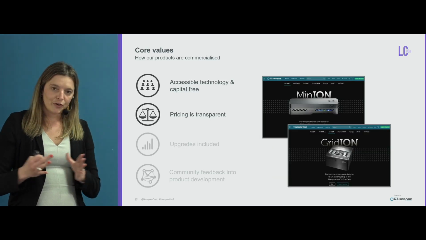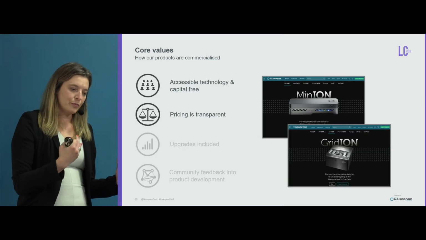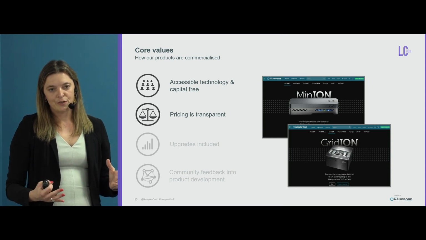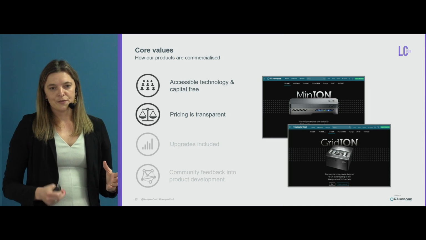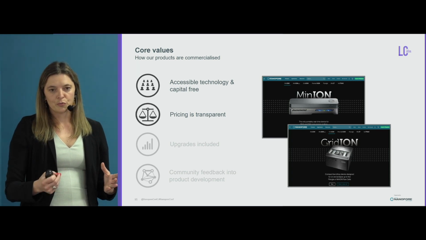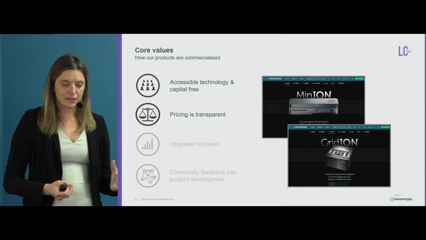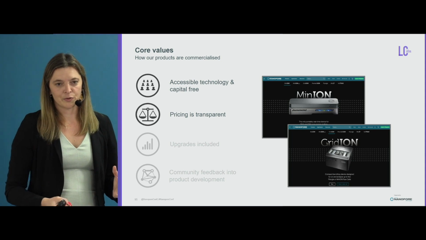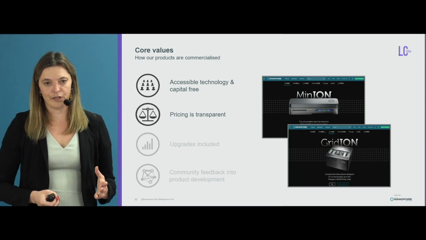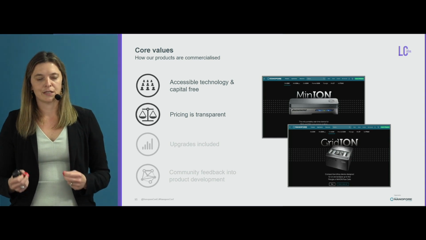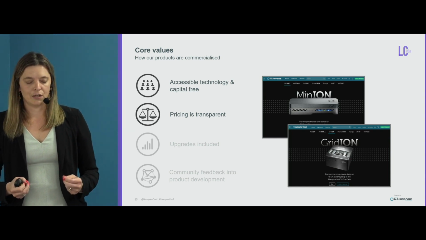So now that we've covered the pipeline of products from preparation to sequence to analysis, I'll just take you through what are our core values when we decide to launch a product or bring a product to market. And there are really four. The first thing is, because we want to democratize sequencing, it has to be an accessible technology. It has to be capital free. We want transparent pricing. We want everyone to understand what they get out of the technology.